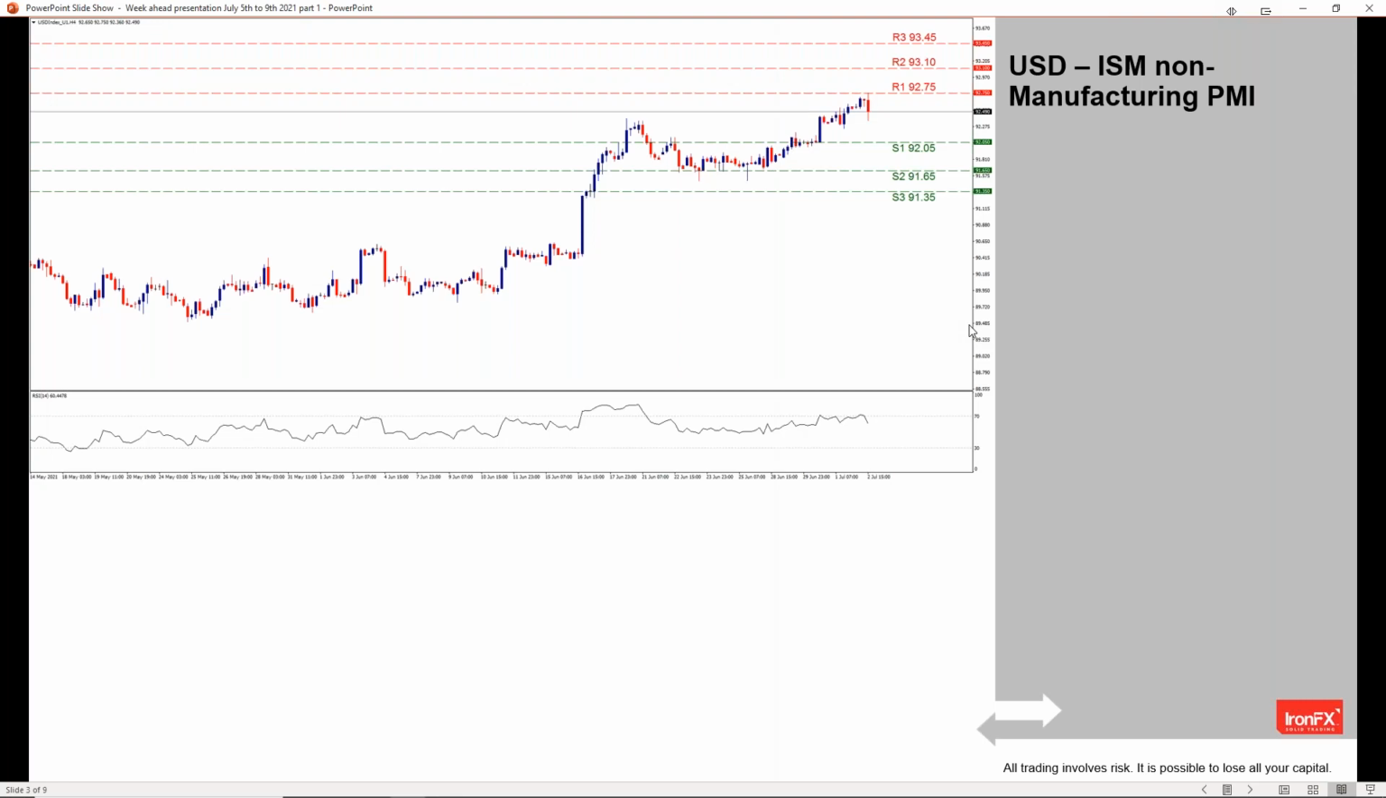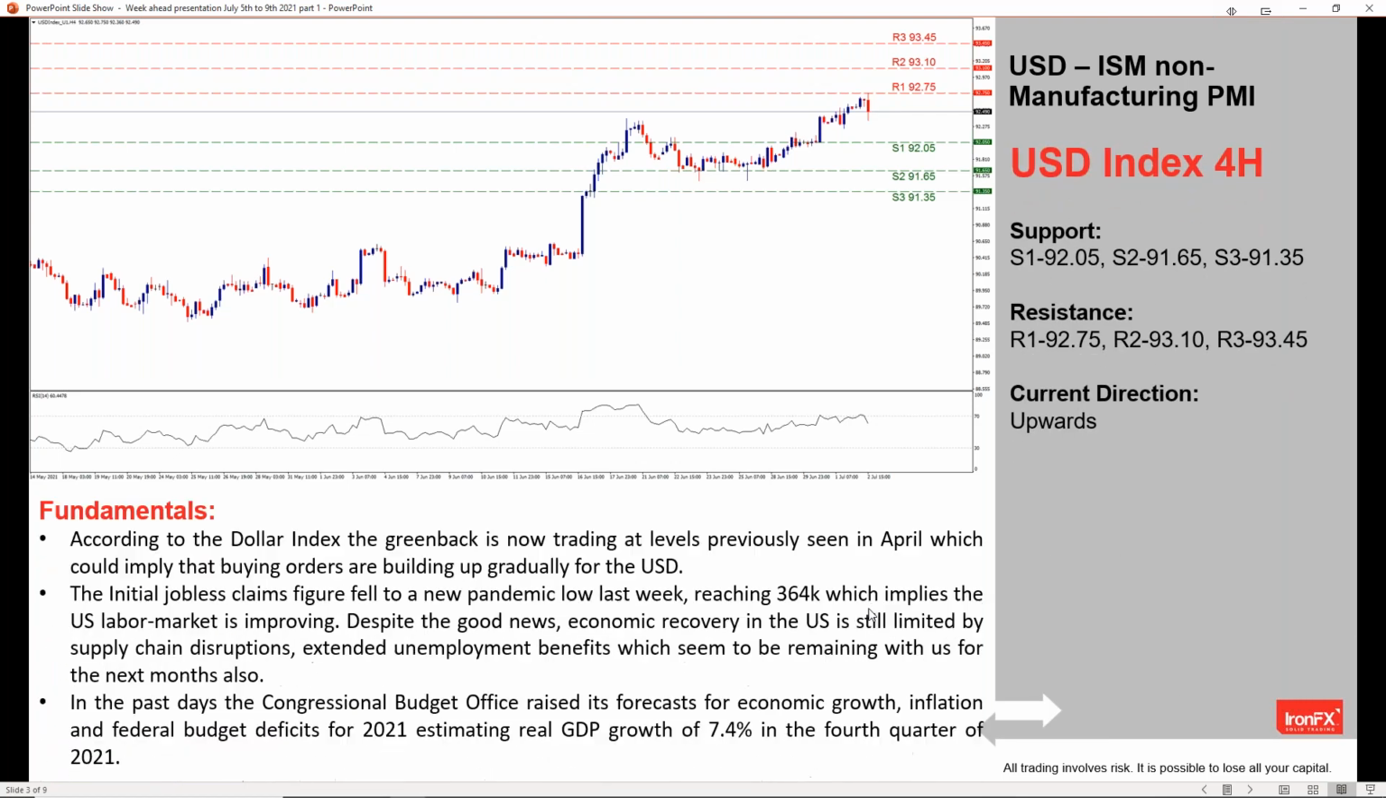So USD, as we said, one of the most important financial releases is the ISM non-manufacturing PMI. You are currently looking at the USD index. As you can see, the USD index today reached the R1 92.75. In the past days, we've seen a very strong reaction from the dollar. It was dominant against most of its counterparts. One of the strongest currency pairs that we'll be seeing later was the USDJPY. But for the time being, let's note our first support level, which is down to the 92.05, and even lower we have the S2 91.65.